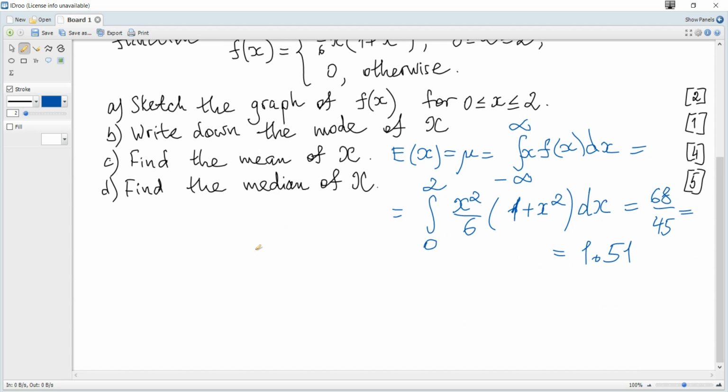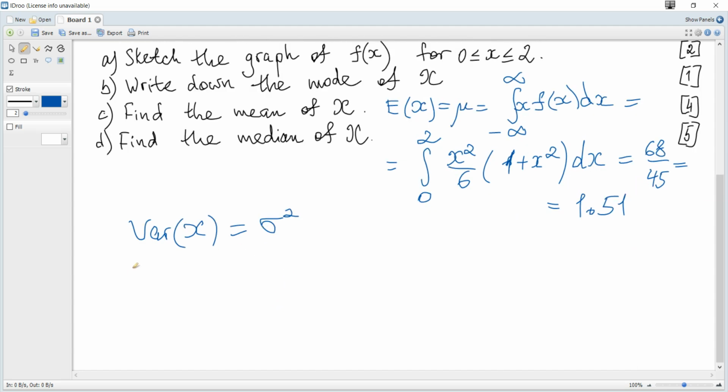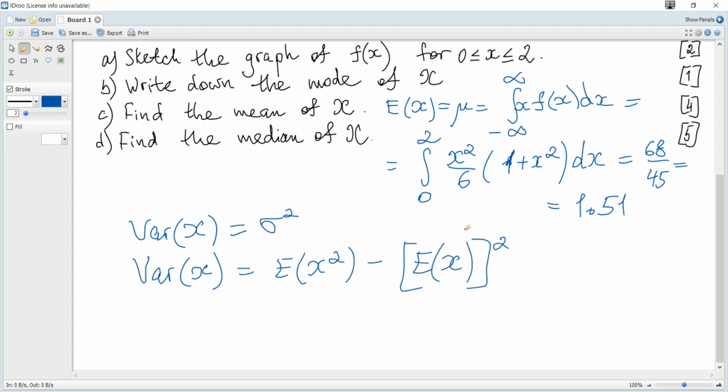It's not required here, but let's consider how to find variance or standard deviation. Variance is equal to standard deviation squared, so if you know variance you can calculate standard deviation, or vice versa. And a formula is given in a data booklet that variance is equal to the expected value of x squared minus the expected value of x, or mean, squared. Expected value of x is this, and what is the expected value of x squared? It's the integral from negative infinity to plus infinity over all possible x values of x squared multiplied by f of x dx.